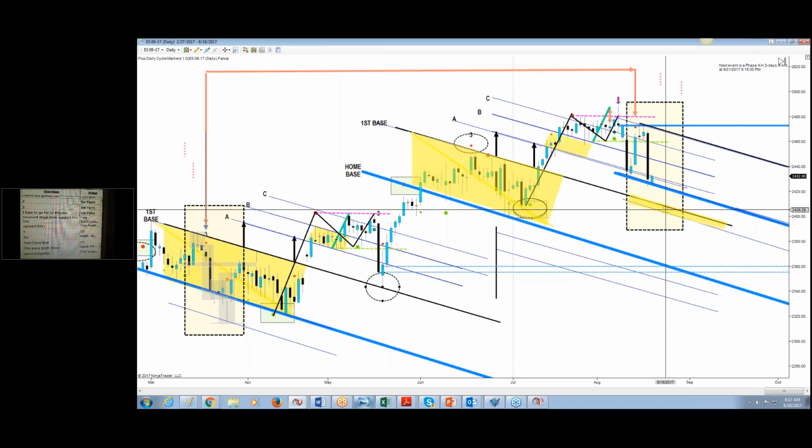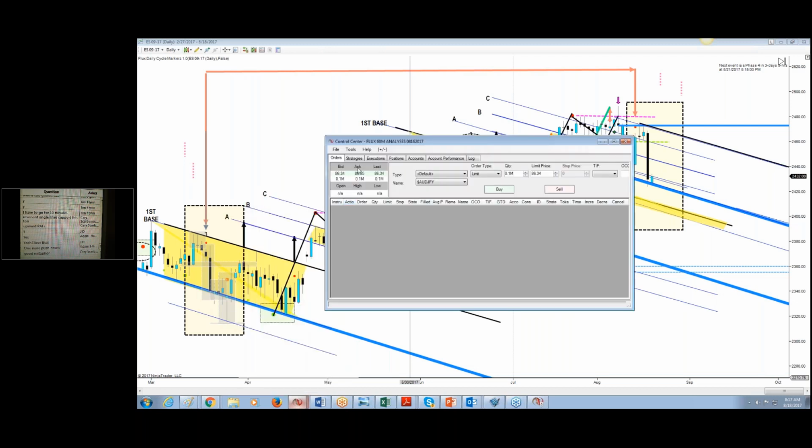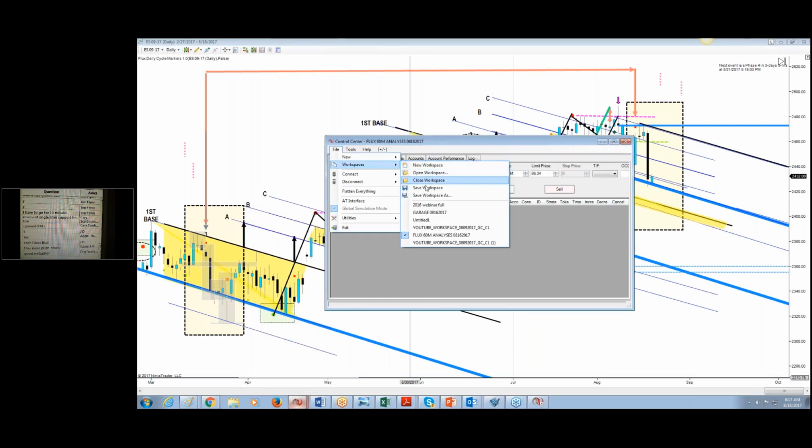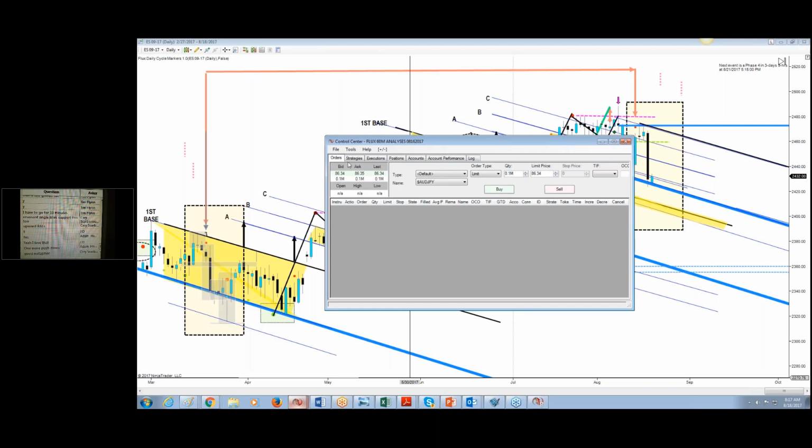Any questions about the ES with the daily cycle marker tool? I'm going to go ahead and save this workspace. NinjaTrader 7 will actually keep it, which is fascinating.